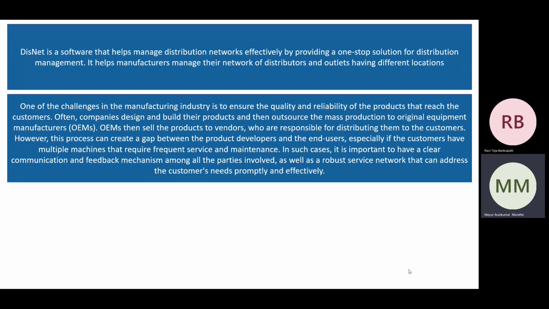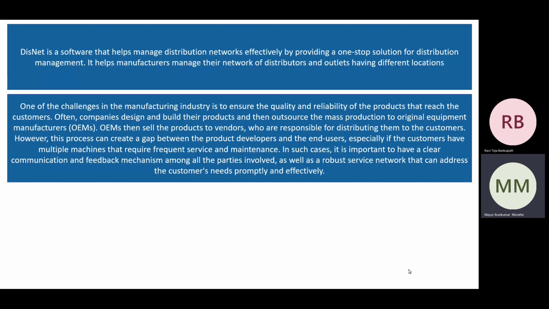Before we go into detail, let us first try to understand what is a problem statement that we are trying to achieve. One of our main challenges in the manufacturing industry is to ensure the quality and reliability of products that reach the customers. Often, companies design and build their products and then outsource the mass production to original equipment manufacturer. OEMs then sell the products to vendors who are responsible for distributing them to customers.